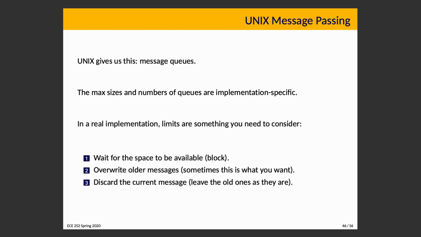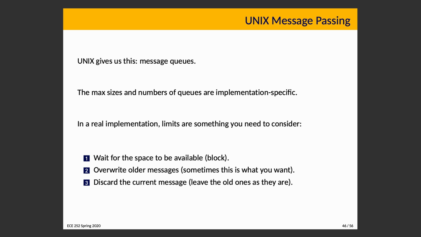In a real implementation, you basically have 3 choices of what to do if the queue is full. Number 1, you could wait for space to be available, so you just block the sender until such time as there is space in the mailbox for the recipient. That could be a while. Number 2, you could overwrite older messages, and sometimes that is what you want. If this is weather data that's being reported, the weather from an hour ago is not as important as the weather from 10 minutes ago, which is not as important as the weather from now. So overwriting older data is fine. Third option, discard the current message. The older messages are more important, and you just leave the old ones where they are. That's what happens if someone's voicemail box is full: you get told, I'm sorry, but you can't leave a voicemail because the voicemail box of this number is full, and therefore you can't leave a message. Your current message, whatever you want it to say, has to be discarded.